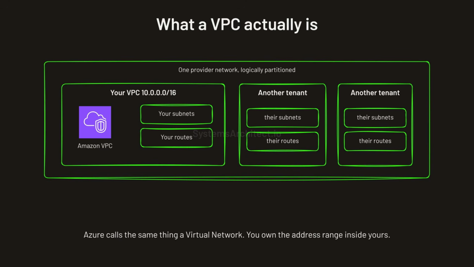A VPC is your own logically isolated slice of a provider's network. Azure calls the same thing a virtual network, or VNet. You choose its address range, carve it into subnets, and control every route in and out. You get network isolation. It lets you define subnets, route tables, security groups, and network access control lists. You get better security over inbound and outbound traffic and over service exposure. You also get hybrid and multi-cloud connectivity plus compliance readiness.